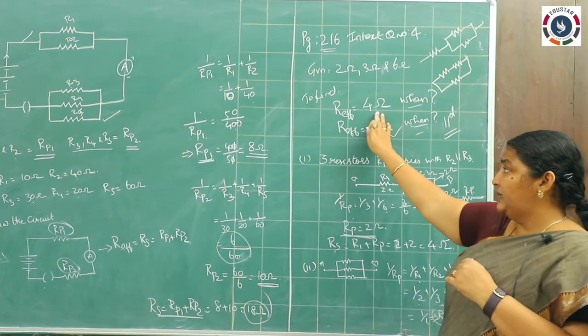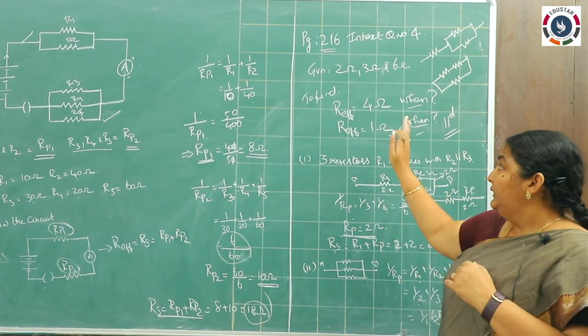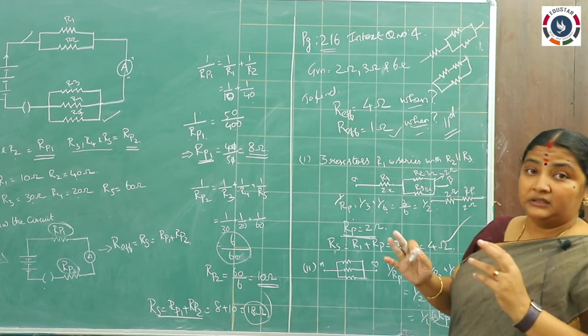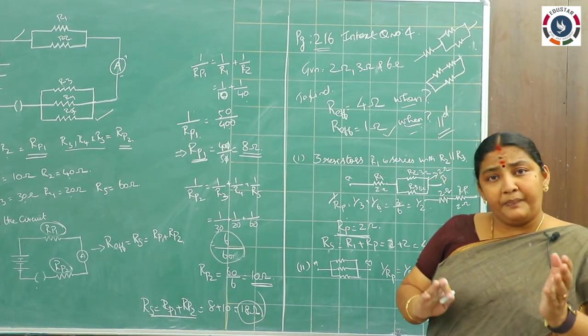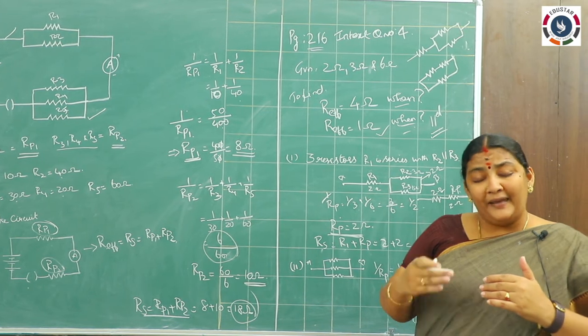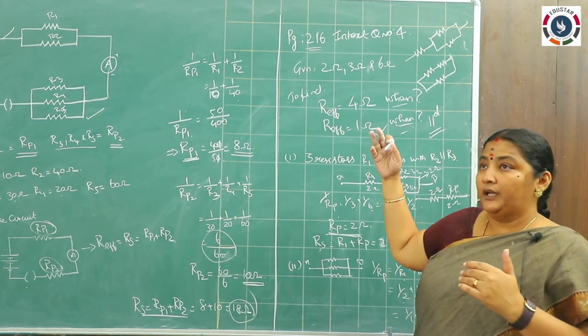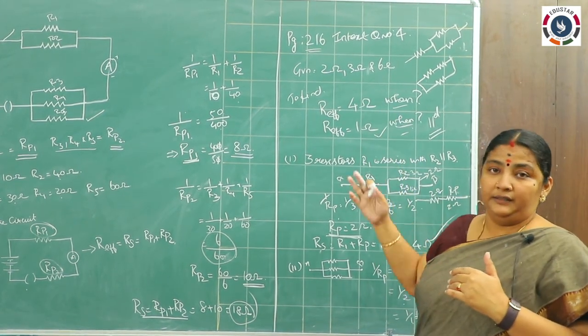If any intermediate value is given like this, then only you have to go and think of this type of combination. By practice, you will be able to quickly compute the values and you can resolve these types of problems very easily.